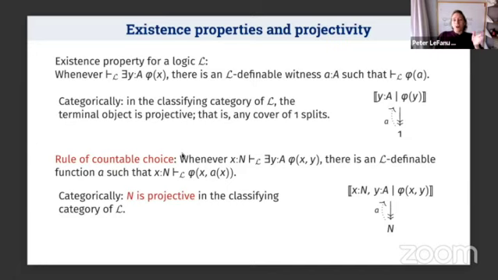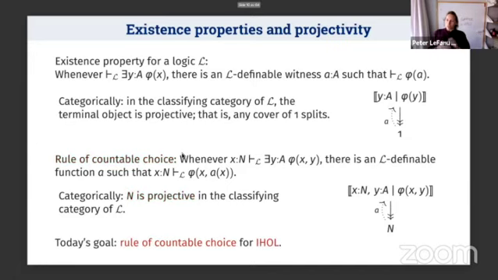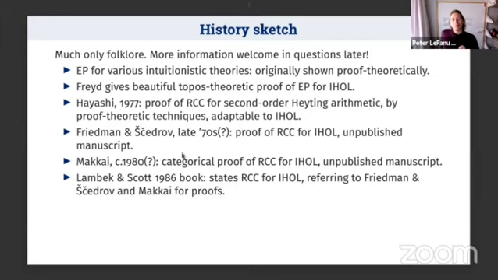So I'll be looking at results of this form, and especially for intuitionistic higher order logic. And so I should give a quick sketch of the history. I'll try and keep it very quick, and also explain the title a bit, which is that these are results which were proved first using proof-theoretic techniques by Hayashi and Friedman and Scedrov in the 70s for various systems, including close to IHOL or for IHOL, but that didn't quite get published.